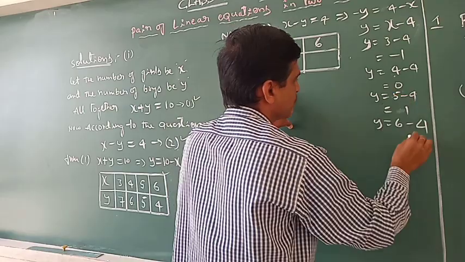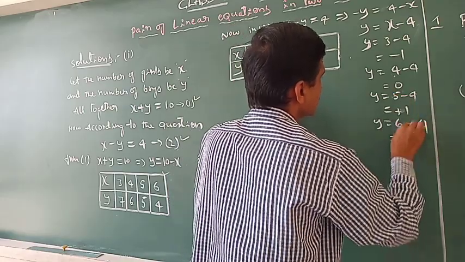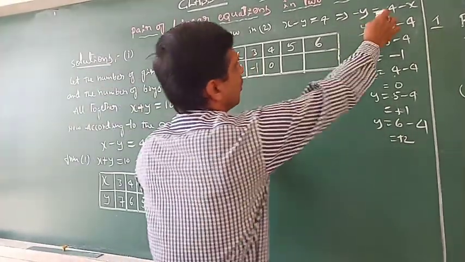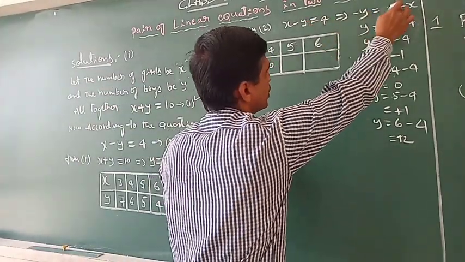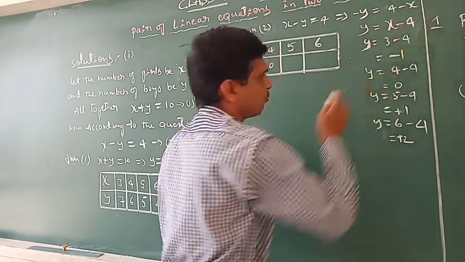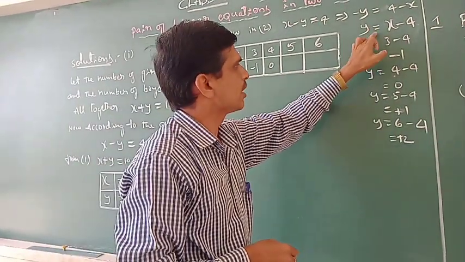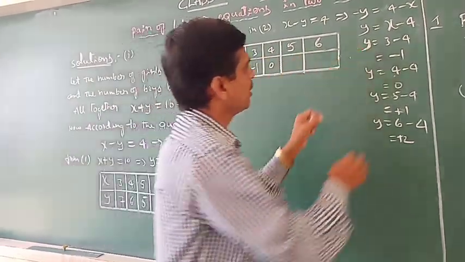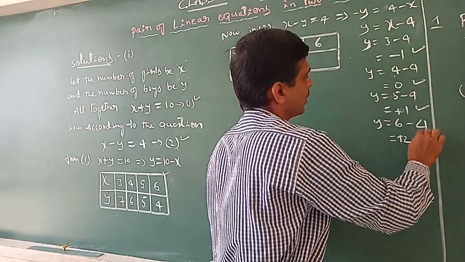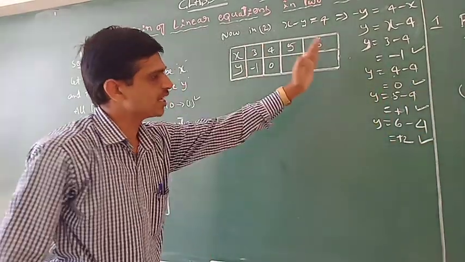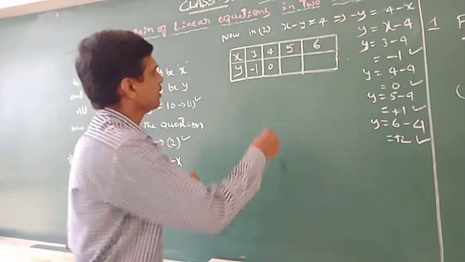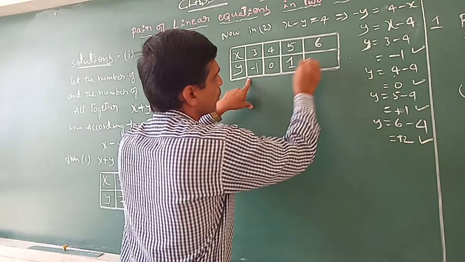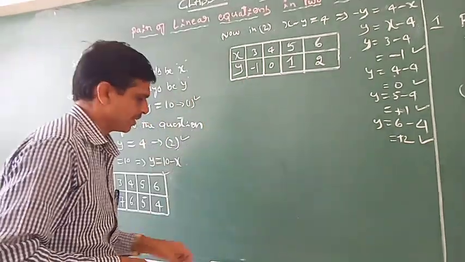Here it is plus and here it is minus. Look over here, all signs are correct? Yes. After converting this equation, you will get y is equal to x minus 4. So your y values come under this. Substituting these values, you will get minus 1, 0, plus 1, plus 2. In the same way, if you increase the number, the values also increase.